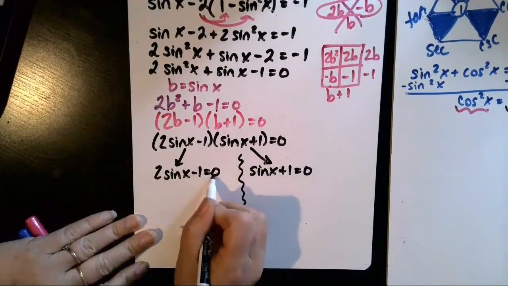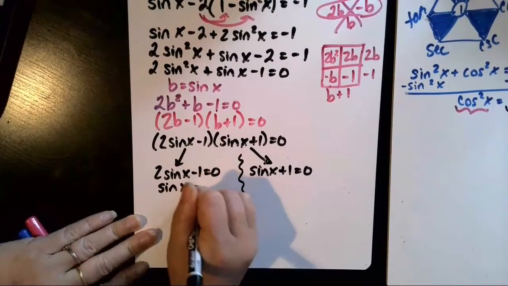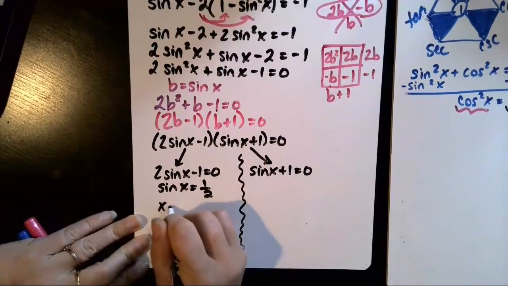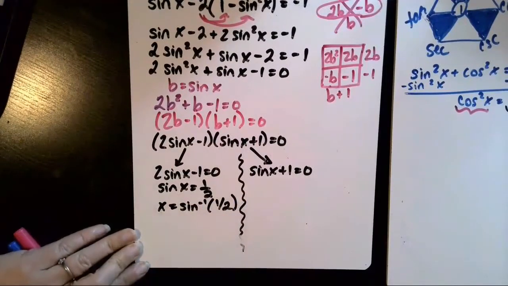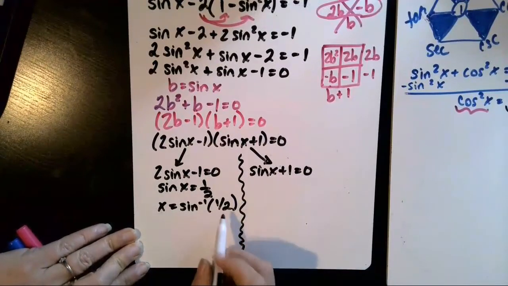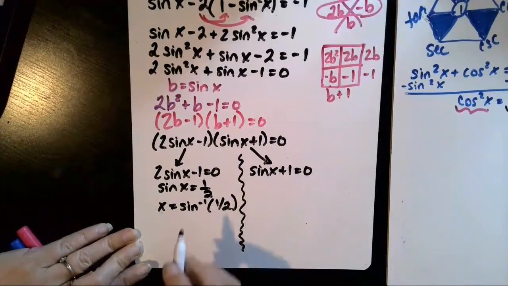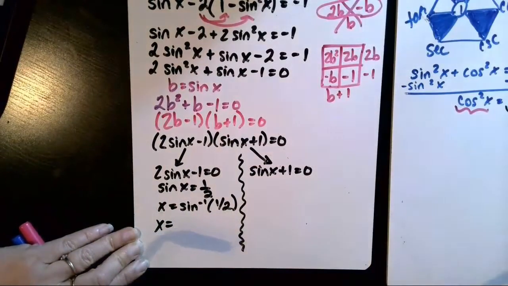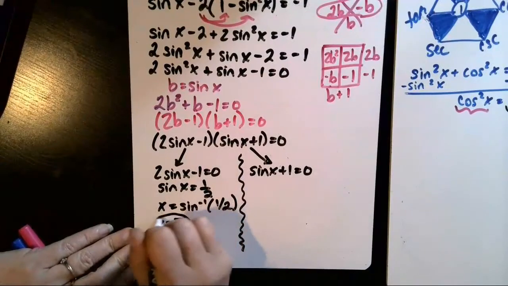In this case, we would add 1 to the other side. We would divide by 2, and sine of x would be equal to 1/2. And then to take the inverse of both sides, we'd end up with x equals the arc sine of 1/2. So we would be looking on the unit circle for all of the angles from 0 to 2 pi that have a y-coordinate of 1/2, since that's what the sine function means, the y-coordinate. And that first answer would be found at pi over 6 on the unit circle.